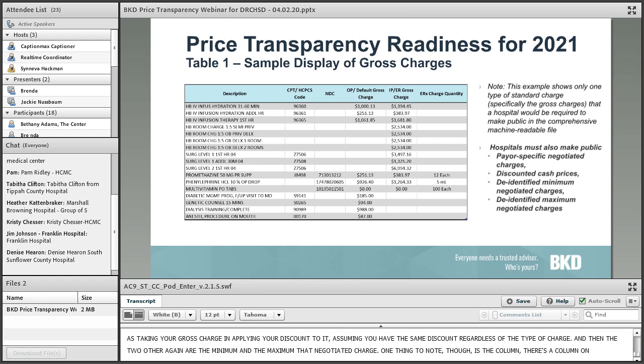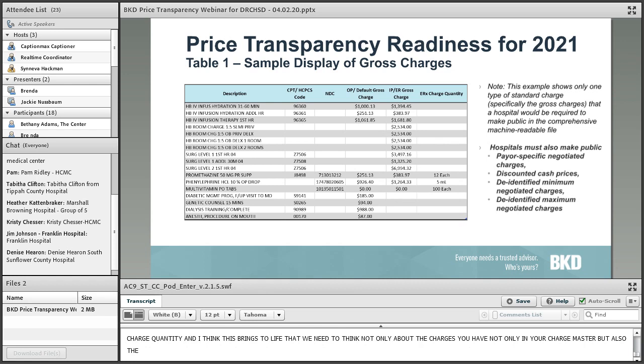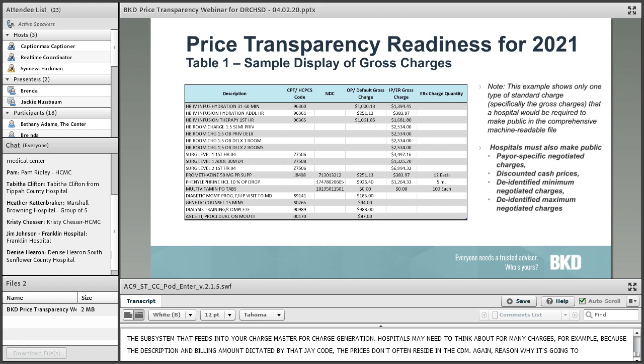Of course, we mentioned the discounted cash price, and this might just be as simple as taking your gross charge and applying your discount to it, assuming you have the same discount, regardless of the type of charge. And then the 2 others, again, are the minimum and the maximum of that negotiated charge. One thing to note, though, is there's a column on here for NDC and EHR charge quantity. I think this brings to light the need to think not only about the charges you have in your charge master, but also the subsystems that feed into your charge master for charge generation.